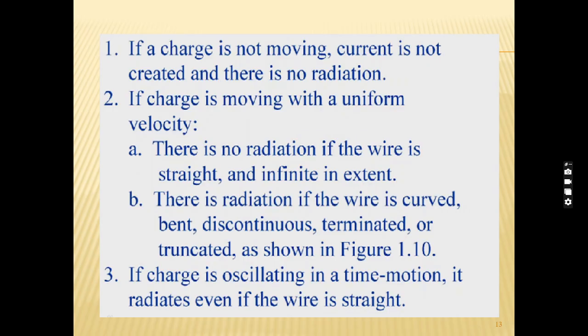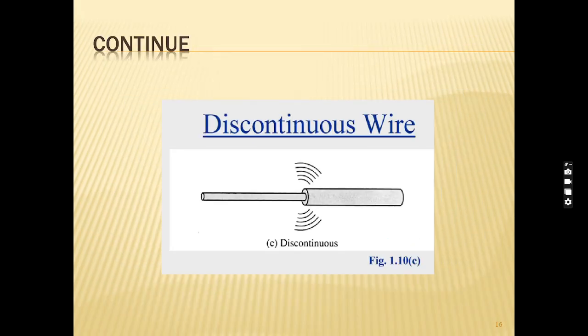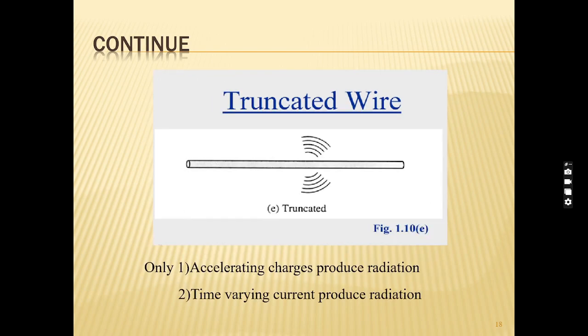As I stated earlier, if the charge is not moving, current is not created and there is no radiation. If the charge is moving with a uniform velocity, there is no radiation if the wire is straight and infinite in extent. There is a radiation if the wire is curved, bent, discontinuous, terminated or truncated, as shown in the slides. If the charge is oscillating in a time motion, it radiates even if the wire is straight. So you can see here the curved wire, the bent wire, the discontinuous wire, terminated wire, and truncated wire.